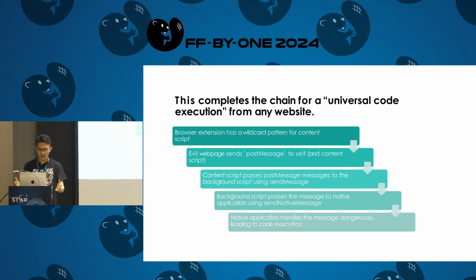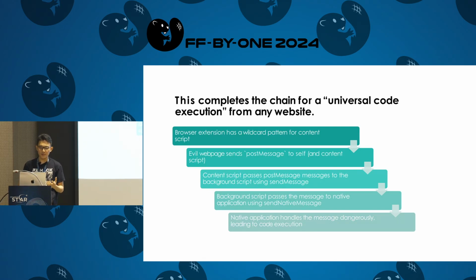We start with step one, where your browser extension has a wildcard pattern for the content script, so it's kind of weak. You can run on certain websites. You can also find a vulnerability on a web page and put one more link in your chain earlier on.